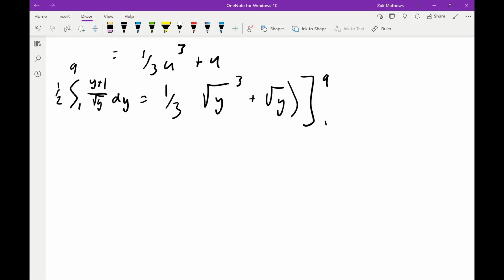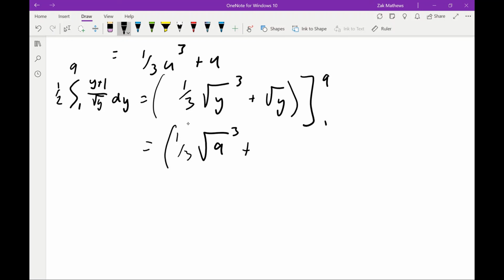Let me fix this real quick. That 1/3 needs to be directly with the cubed square root of y, because the 1/3 was just on the u, it shouldn't have been out front, so that should be inside the parentheses. There we go, that looks better. So now it's just a matter of plugging in. So we have 1/3 square root of 9 cubed plus the square root of 9, minus 1/3 square root of 1 cubed plus square root of 1.